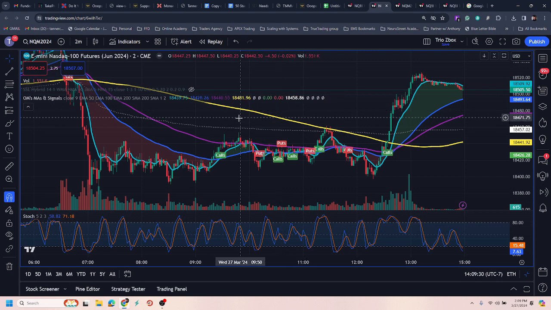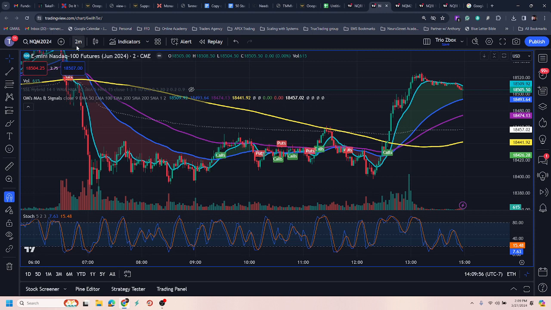So all that the moving averages basically are is the exponential moving average of the last 9 bars for the light blue, 50 bars for the dark blue, and 100 bars for the purple. And each of these candlesticks, or bars is what I'm calling them, are 2 minutes on this chart.